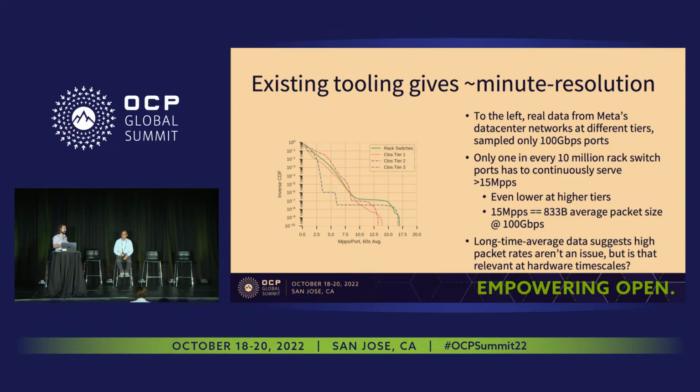But the problem with this is that it is minute scale. Switches have buffering built into them to absorb bursts of smaller packets, but those buffers can fill on the microsecond time scale, not on the minute time scale. And so we really need monitoring available to us at much shorter time scales to be able to understand if it would be safe for us to reduce the packet processing capabilities of switches or if we would be losing traffic as a result.